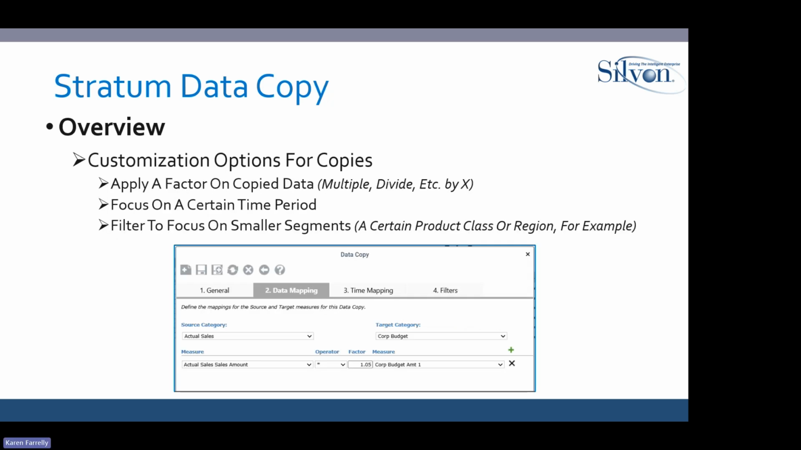And the nice thing about data copy, when you are setting it up, there are features in it where you can apply a factor on the data that you're copying over, such as multiply or divide, so you can increase that set of data as a whole before you bring it into the target measure that you're copying into. You can also focus on a certain time period, such as just copy data from one quarter to another quarter, or focus on a smaller segment of your data, such as data for a certain product class, a certain region. So that helps you control how much data you're bringing over to work with from one measure to another.